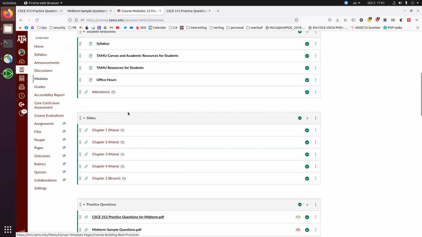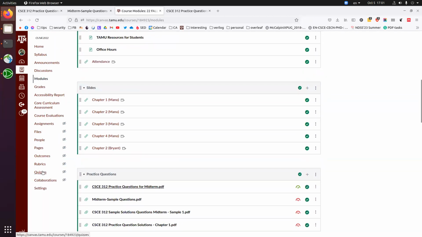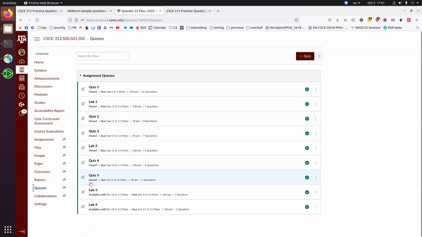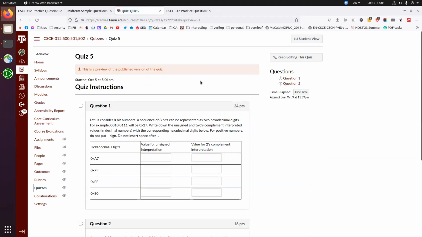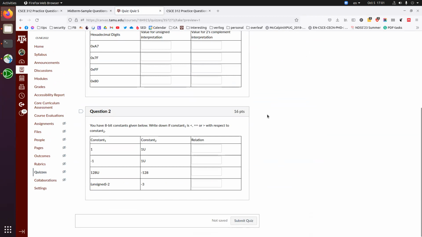Quiz 5 problems. I think this is the quizzes. Quiz 5. Okay, quiz 5 problem. So the last problem, this one. You have an 8-bit constant given below. Write down if constant 1 is less than, equal to, or greater than constant 2.